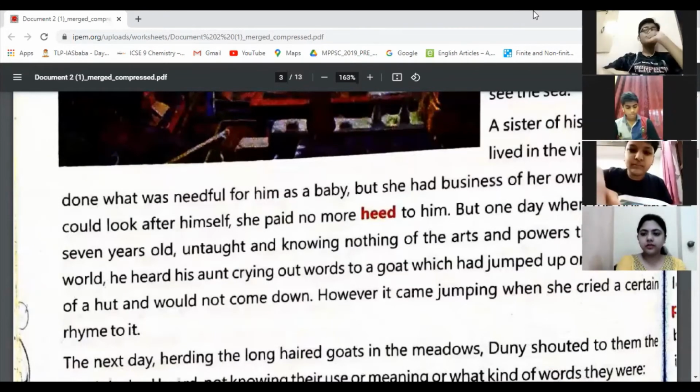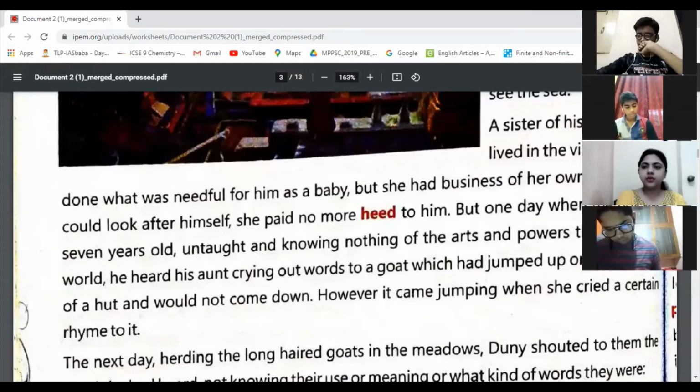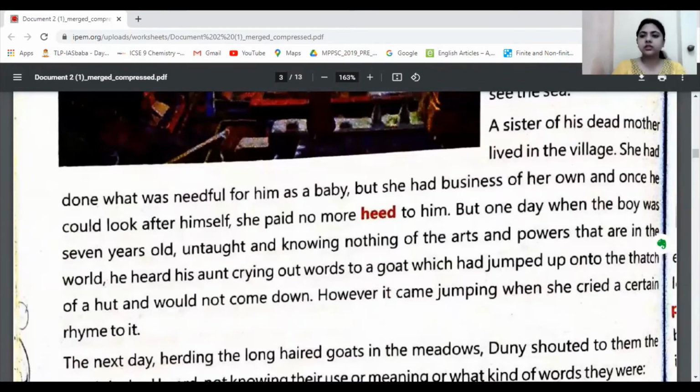Thank you, ma'am. Now comes this witch into the scene. Okay, and who was this witch? I told you that she was the maternal aunt of Duni. And who is a maternal aunt? The sister of one's mother. So Duni's mother, who was dead, had a sister who was a witch. Okay, and she lived in the same village as Duni.